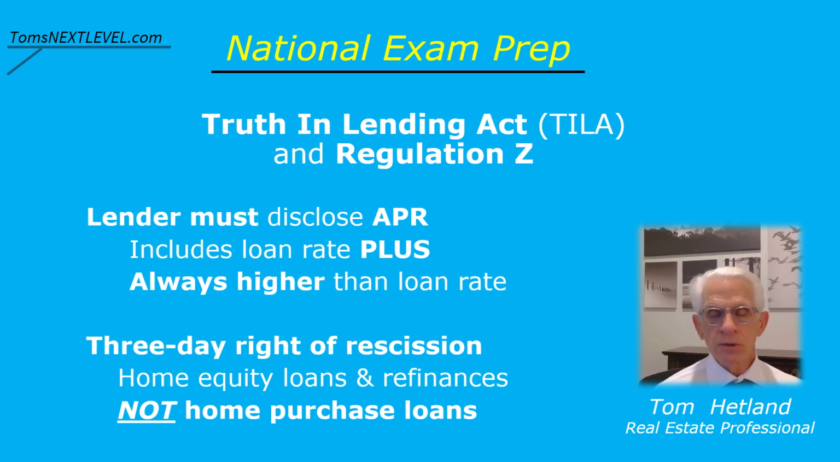So here's the key point. Lenders must disclose the true APR, and that APR will always be higher than the loan rate. So if I get a 6% loan rate, my APR is always going to be higher because the APR includes the loan rate plus the other costs. So that's always a true statement to look for on the test. And the Truth in Lending Act said borrowers have a 3-day right of rescission.